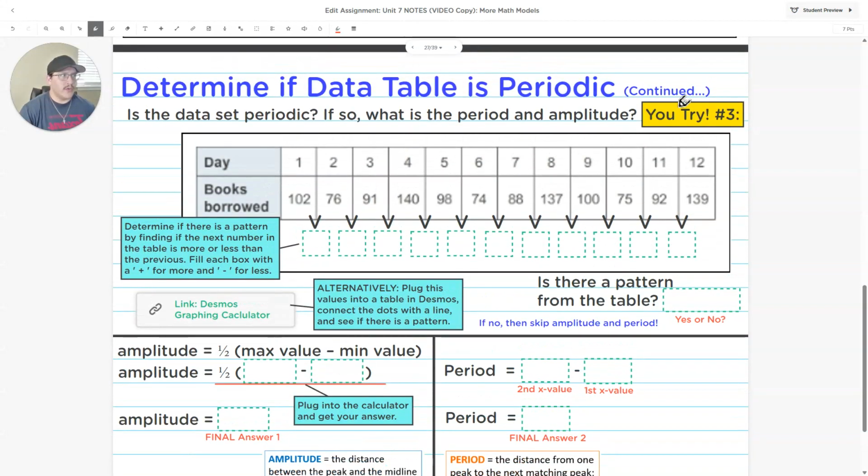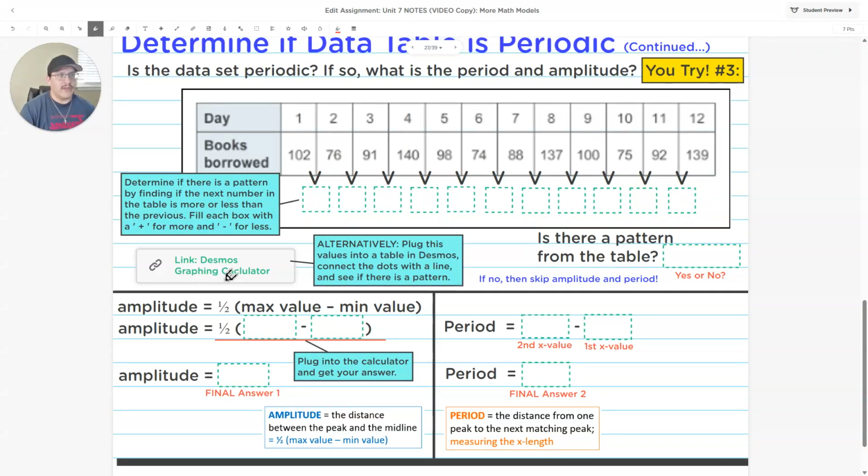Okay, so now going through this example, you try number 3. Is the data set periodic? If so, what is the period and amplitude? You could do this one of two ways. Finding the pattern and seeing if the pattern will repeat itself after a certain amount of times, or going through Desmos and checking to see if you can find that pattern there.